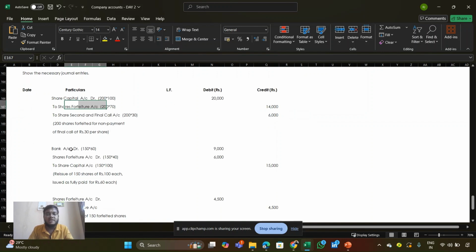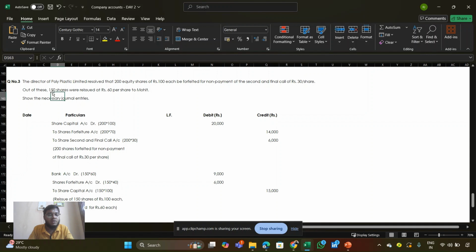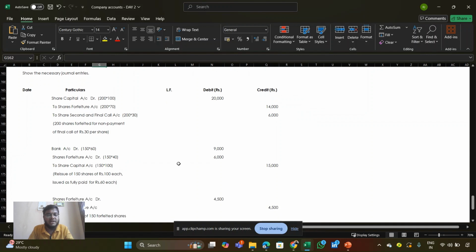And then we come to reissue. Reissue means selling. Selling means we will be receiving the amount, so the bank account will be debited. How much has been reissued? 150 shares have been reissued at 60 per share. So 150 into 60 is 9,000. 9,000 is the received amount as a bank entry.